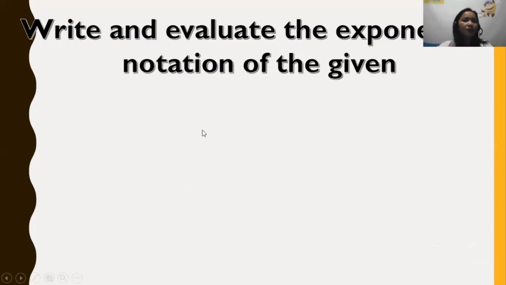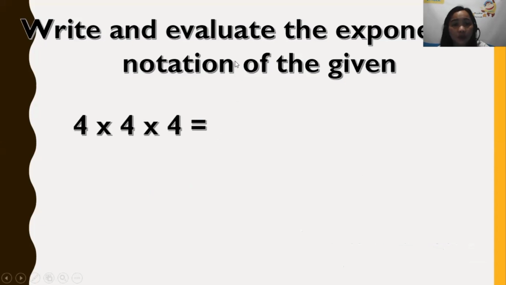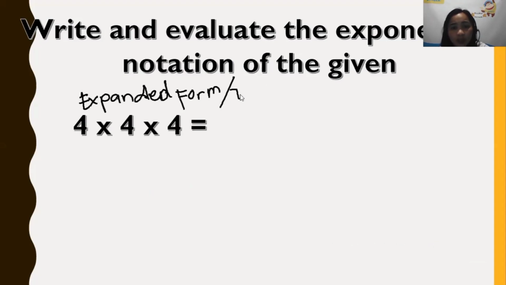And now let's write and evaluate the exponential notation of the given. Let's have the given 4 times 4 times 4. This is what we call the expanded notation, or pwedeng expanded form, or pwedeng expanded notation na tinatawag. Parehas lang sila. And what is the value of these?